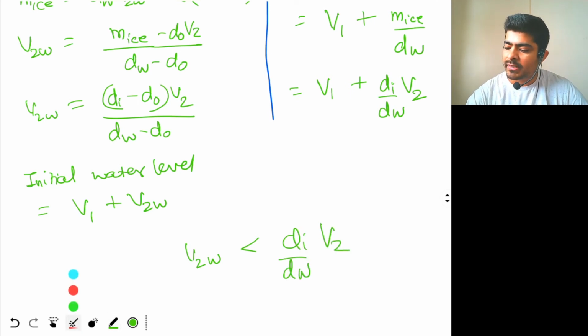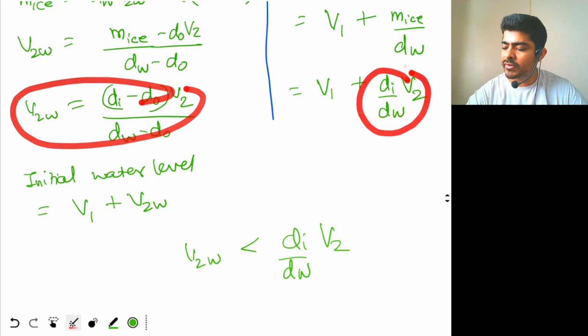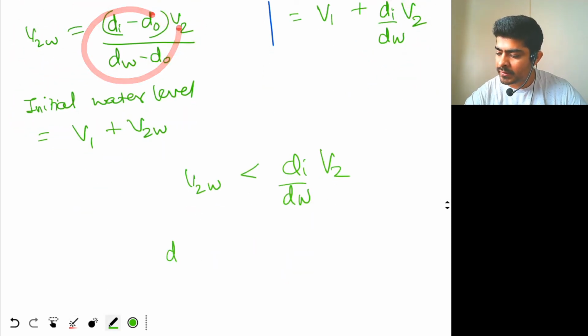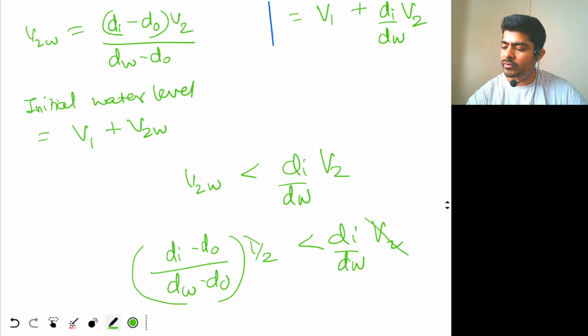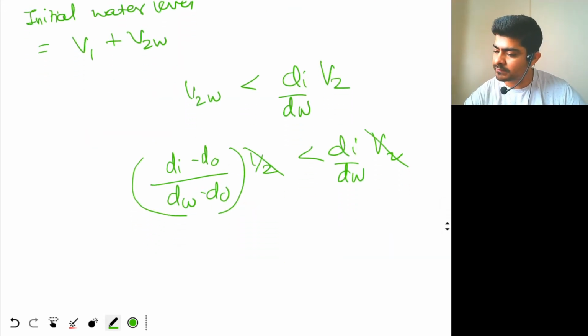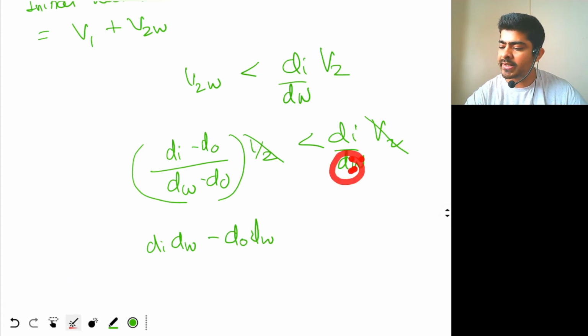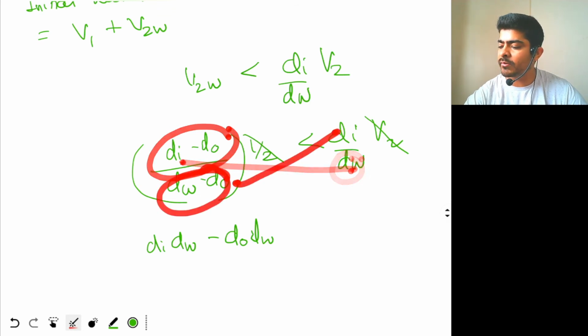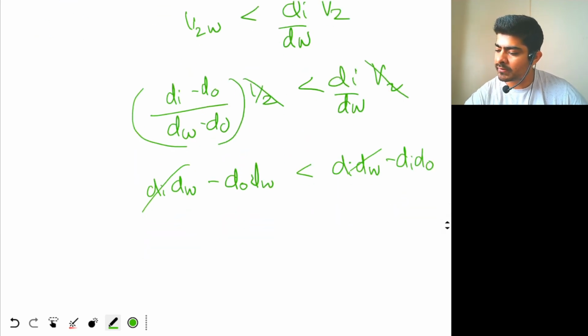I am assuming that the initial level is smaller than the final water level. That means V2W is smaller than this value. So V2W is this formula. I can write down over here (di minus do) by (dw minus do) V2 is less than di by dw V2. So V2 will cancel out. Now let's cross multiply them. So di dw minus do dw. I am taking dw over here and multiplying with this, and I am taking this term on the other side. So this is less than di dw minus di do. This term is getting cancelled out. So I get di do is less than do dw.